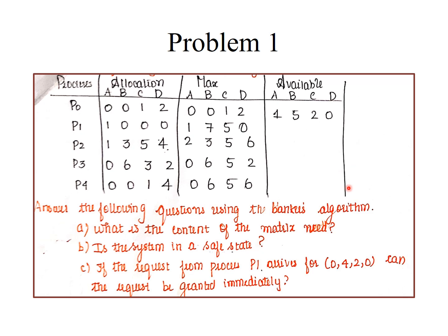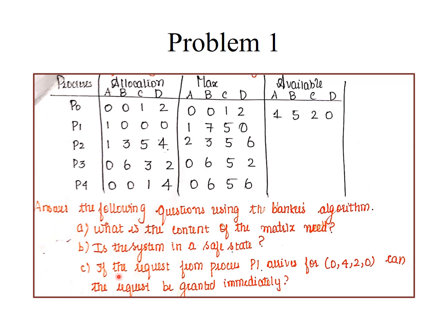This matrix gives the information about the allocation of resources to the various processes and the maximum number of resources required by the processes. After the allocation, the remaining resources are available. So this is the information given, and all we have to do is find out the content of the need matrix, and check whether the system is in a safe state or not using the safety algorithm.